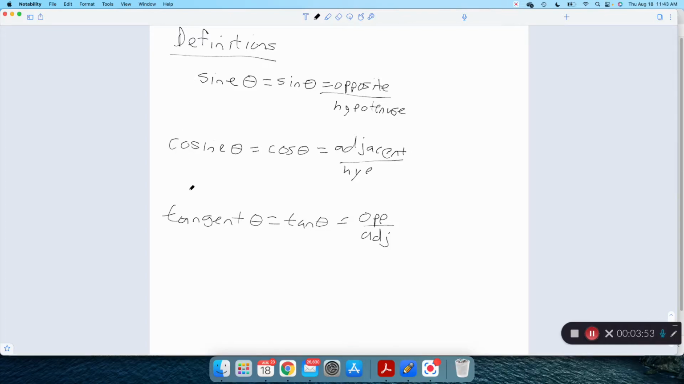Okay, these are our big three. These are the three you absolutely have to memorize. And the shortcut for memorizing these is this mnemonic, SOH CAH TOA. Sine is opposite over hypotenuse. Cosine, adjacent over hypotenuse. Tangent is opposite over adjacent.